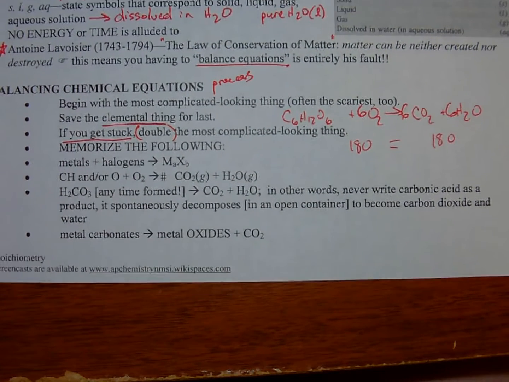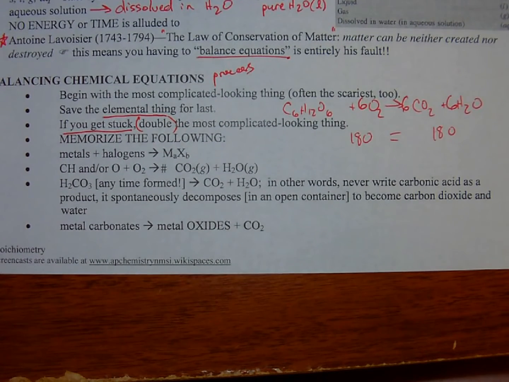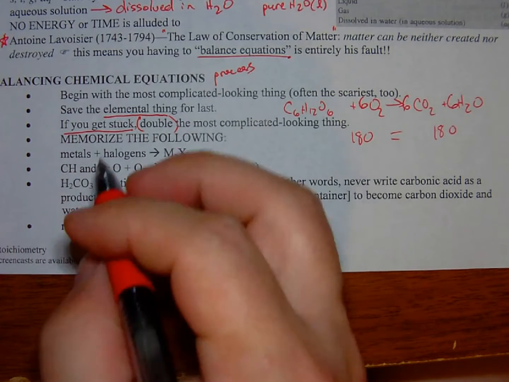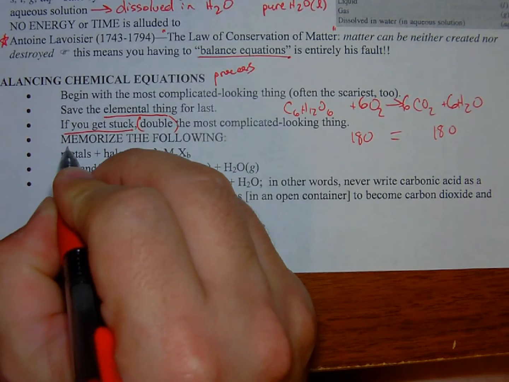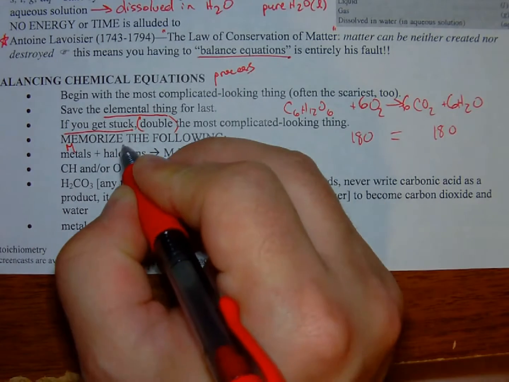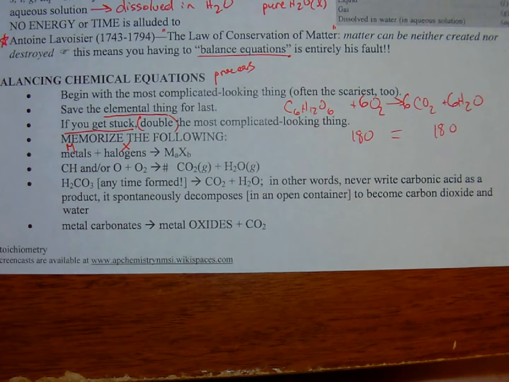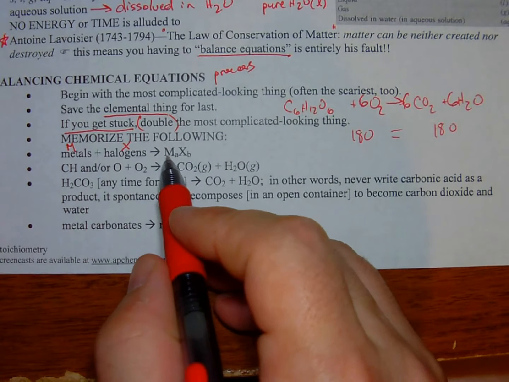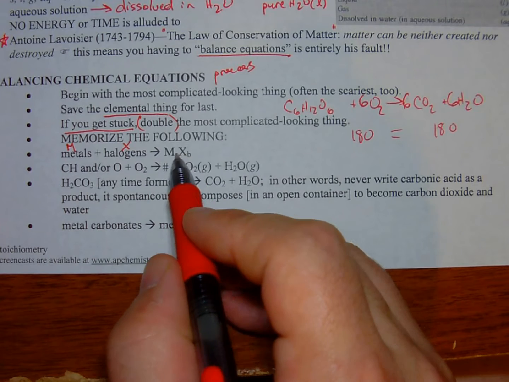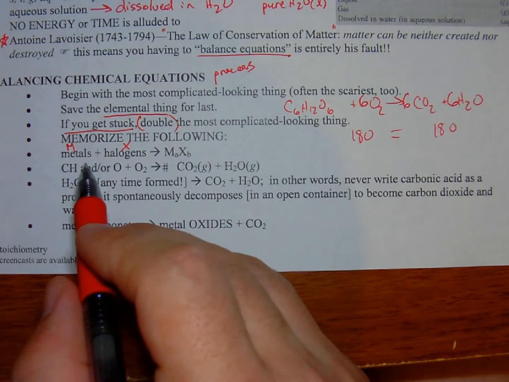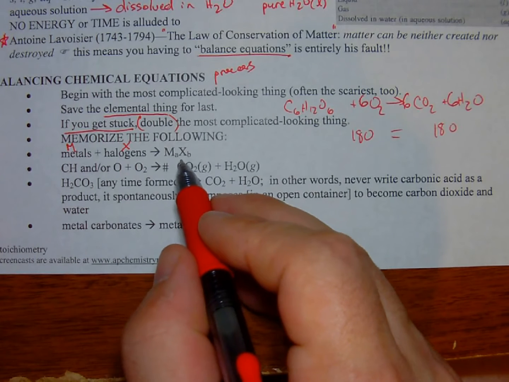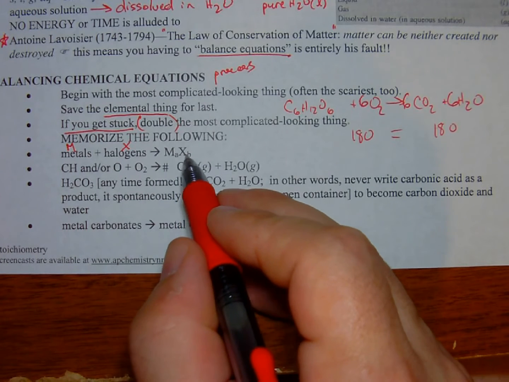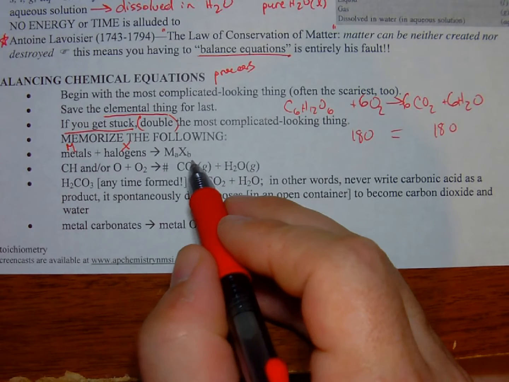Now, moving forward to predicting products, if you don't know exactly what they are so that you can balance the equation, memorize these things. Anytime you react a metal, which is represented by a capital M, and a halogen, which is often represented by a capital X, you're going to get a metal halide, and you're going to write it as MX. You're still going to have to balance the subscripts within that species, so M sub A, X sub B.